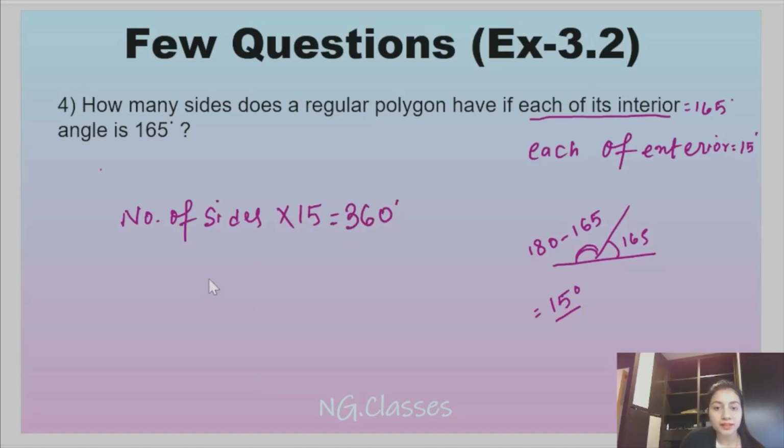So if I am writing n, the number of sides, and 360 by 15, then we are getting the value of n, or the number of sides, as 24. And this is our answer.